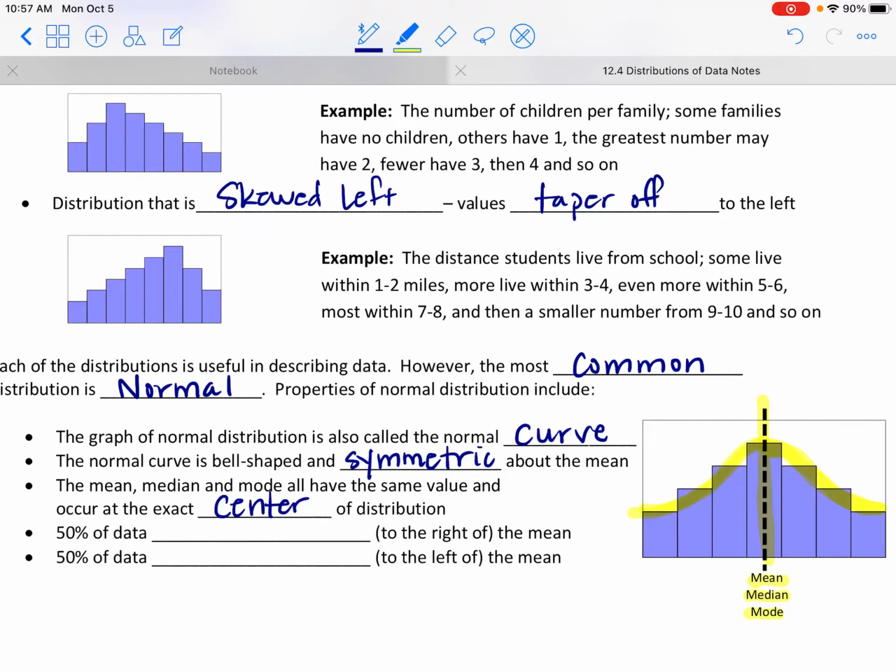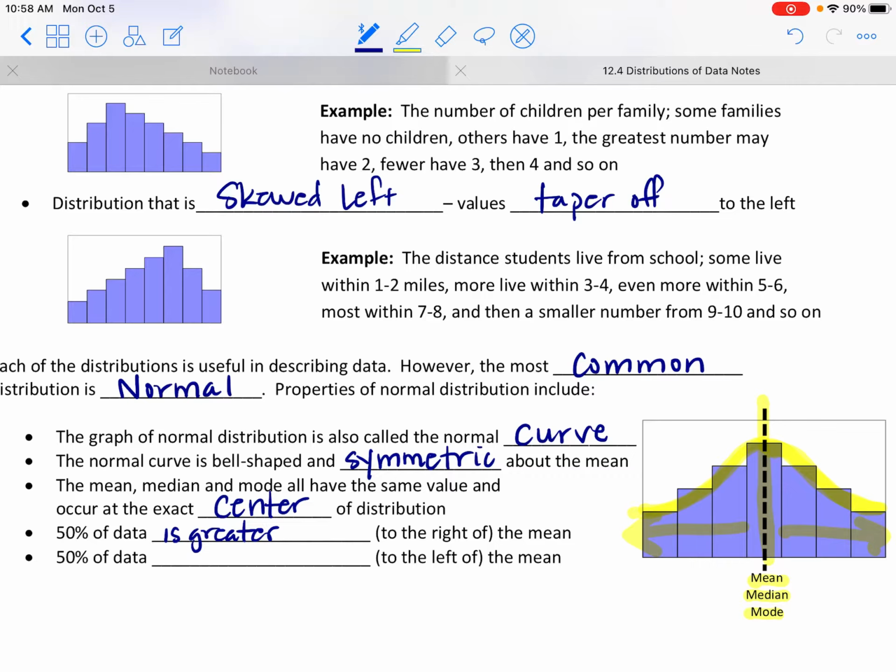And because we're symmetric about the mean and we have that symmetry on both sides, there is exactly 50% of the data on the left and 50% of the data on the right. So 50% of the data falls greater than, or is right of, the mean.